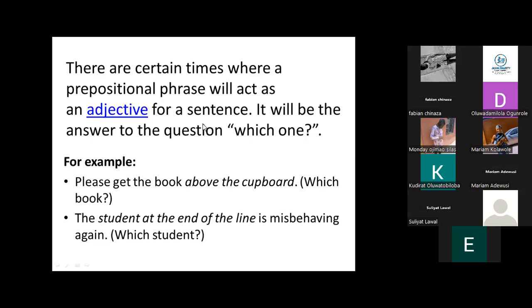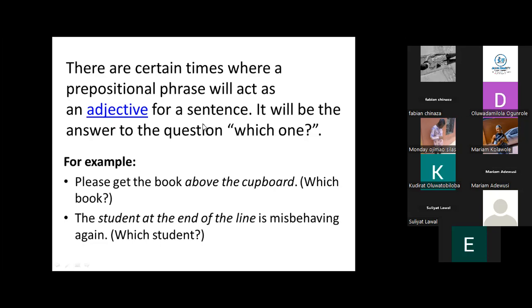Now, in this sentence that we have, above is a preposition. The cupboard is a noun phrase acting as the object to the preposition above. But this combination here is working as an adjective for the noun or the noun phrase, the book.